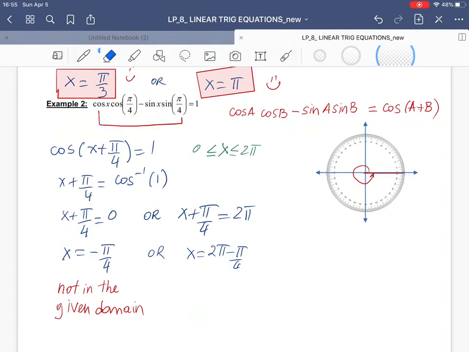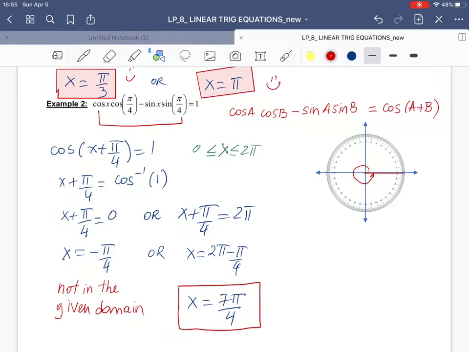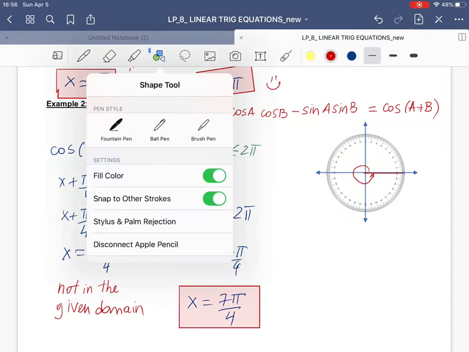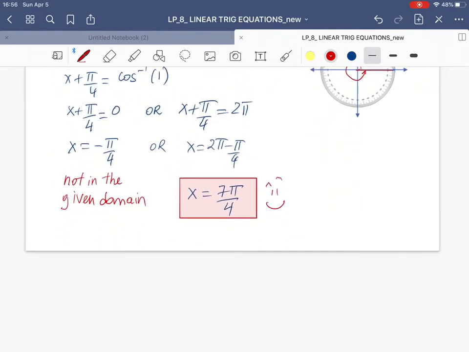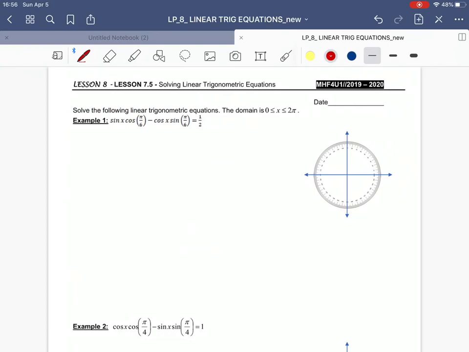And I have to do this. Okay. Just give me a second. Okay. So moving on to our next example.